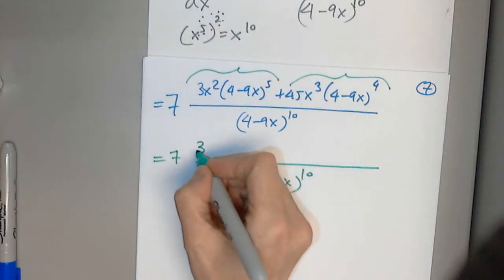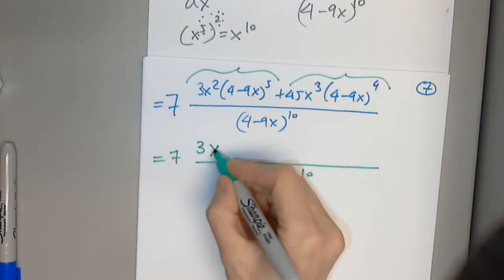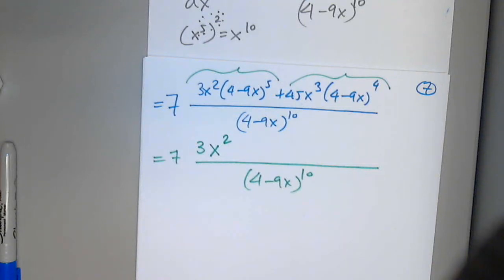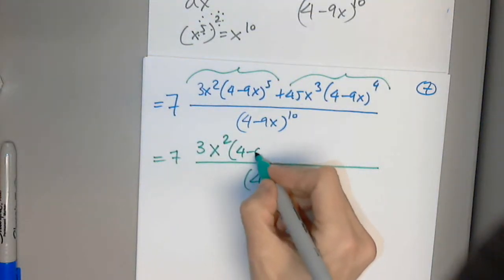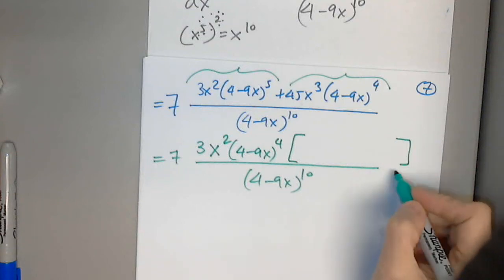There's a 3 in common. There's a 3 and a 45. They have 3 in common. There is x squared and x cubed. X to which power? Awesome. And there is a 4 minus 9x to the 5th and a 4 minus 9x to the 4th. Which one is in common and what power? Of course, 4 minus 9x, but which power? 4. Excellent. Please open brackets now.